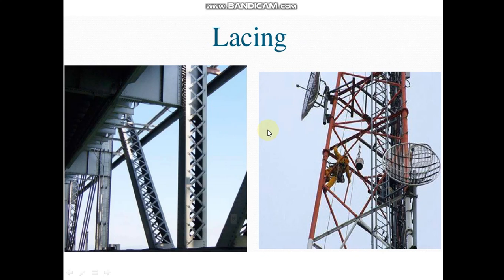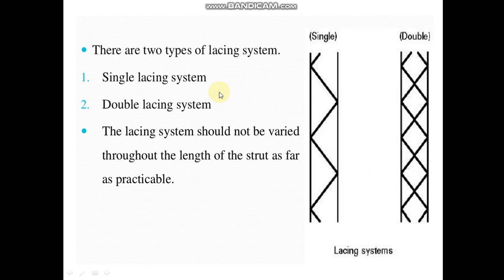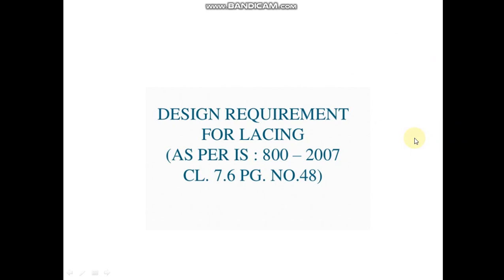These two pictures show the lacing systems. In this steel column, you can find the double lacing system. Here also, you can find the lacing system in the case of a mobile transmission tower. There are two types of lacing system. One is a single lacing system. The other one is a double lacing system. As far as possible, the lacing system should not be varied along the length of the member. This is a single lacing system. This is a double laced system.